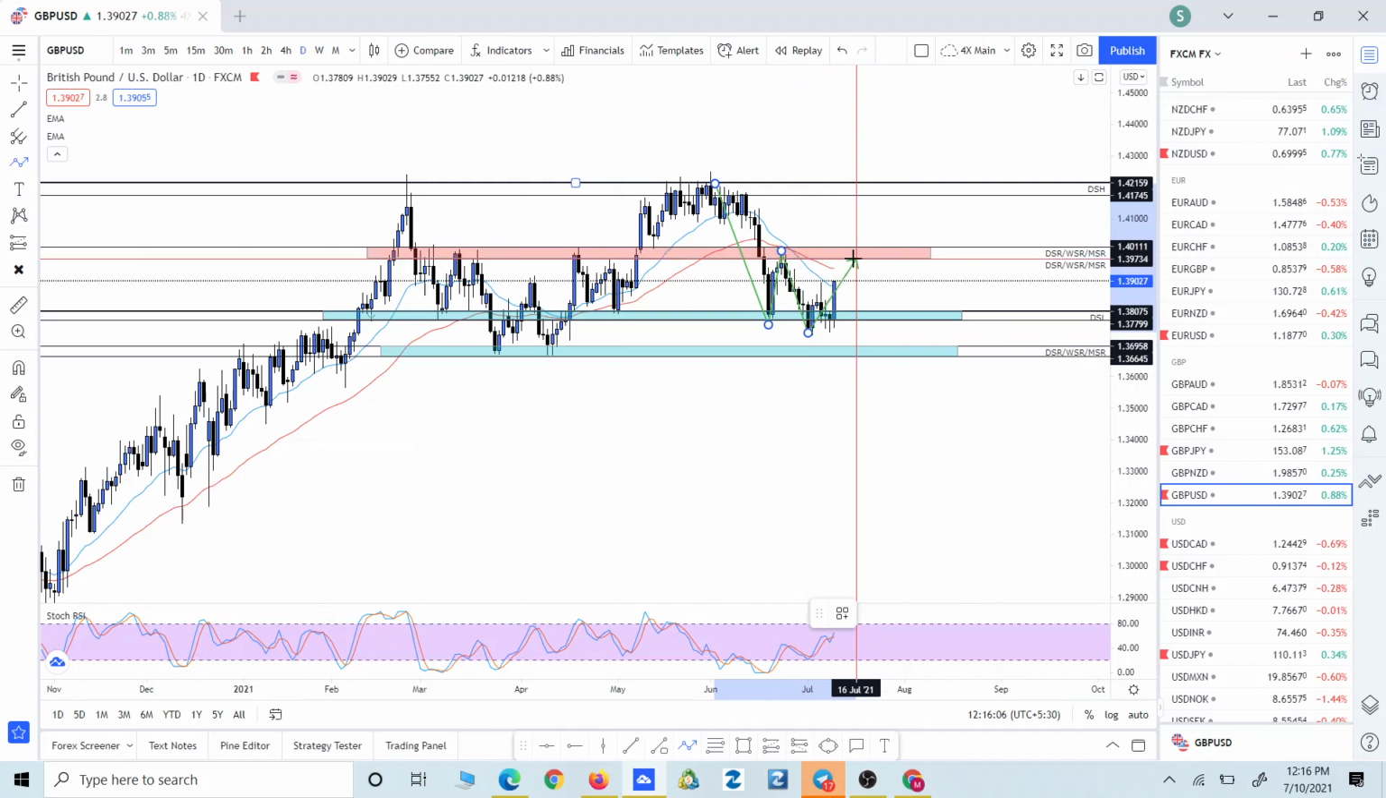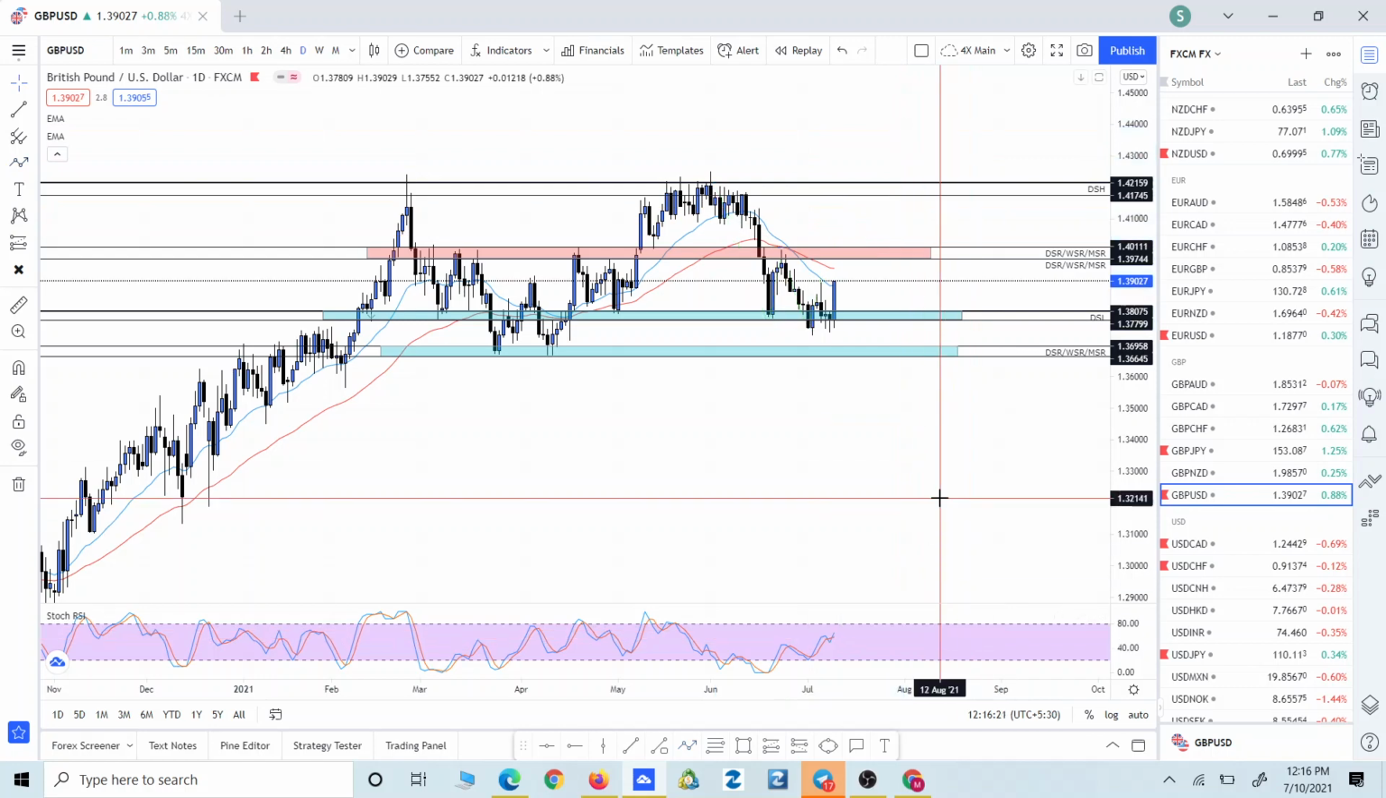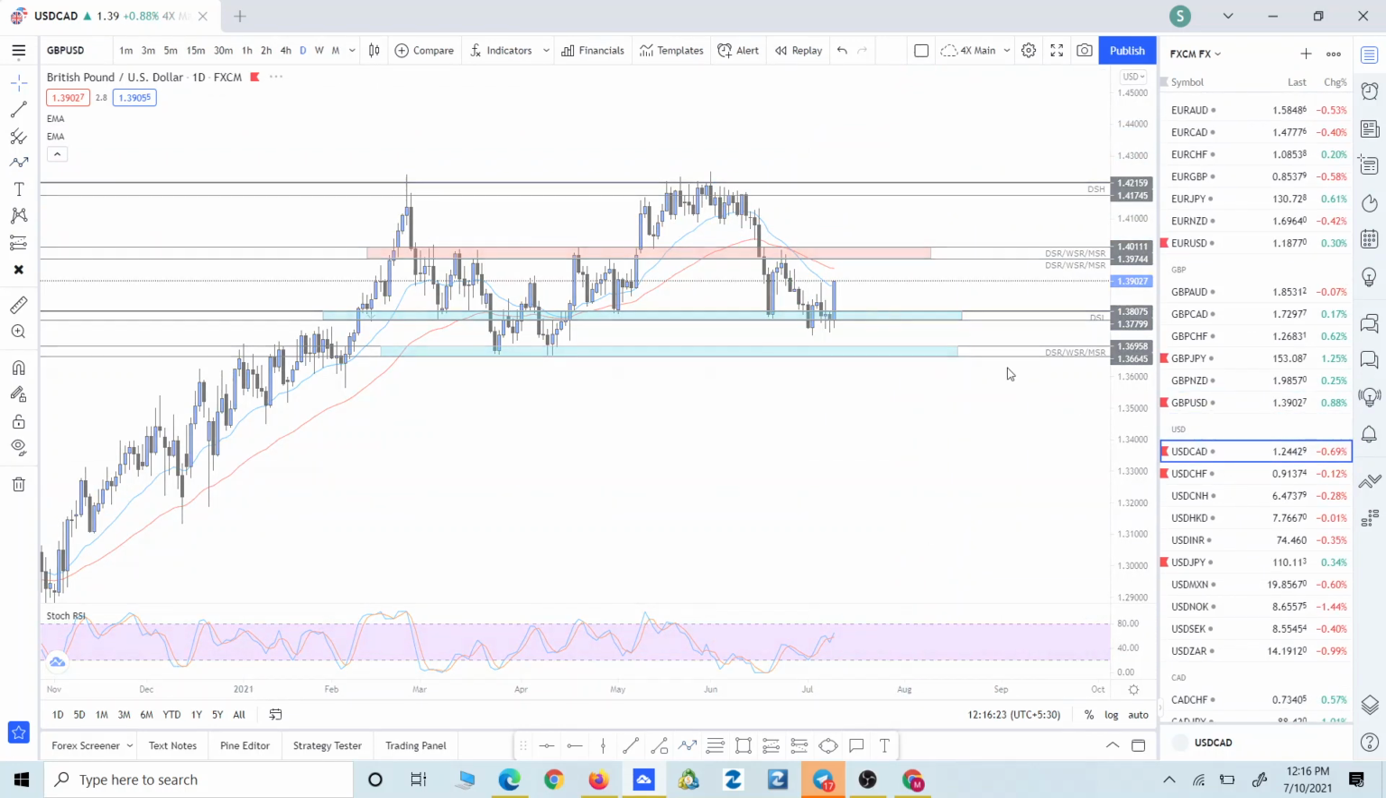But if price doesn't follow our analysis and closes above the previous high, in that scenario we'll be looking for any kind of retracement back into this strong resistance turn support zone to go long. So that's the analysis on the GU. Now USD CAD.